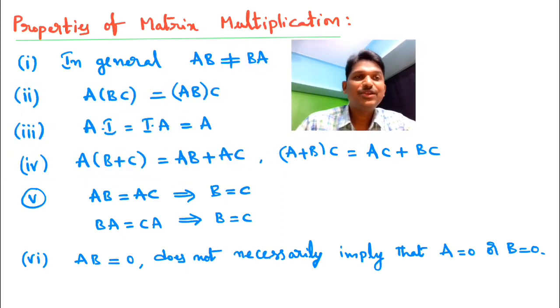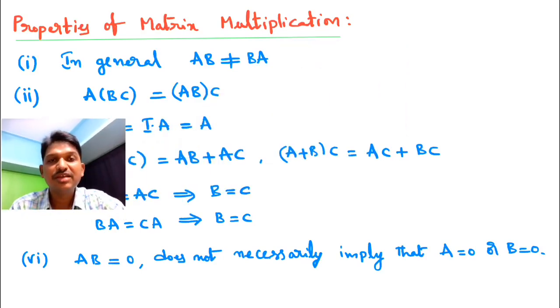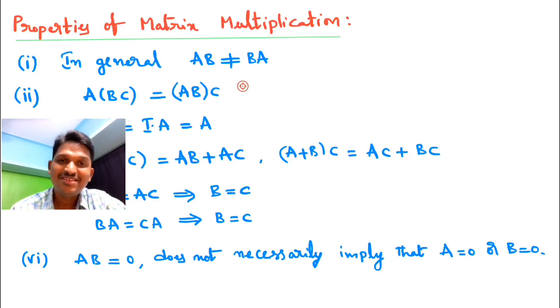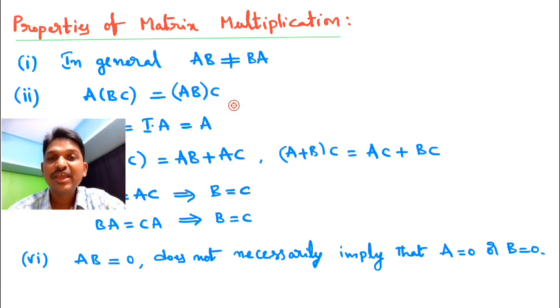Okay, associative law, the second property. What is associative law? A into BC equals AB into C, right? That is associative law. Like this, it works in addition of matrices also: A plus B plus C equals A plus B plus C. Associative law holds good with respect to multiplication also. We use this result very frequently while doing JEE problems. A into BC equals AB into C.